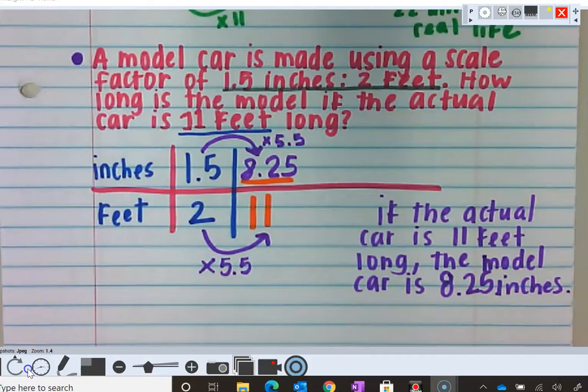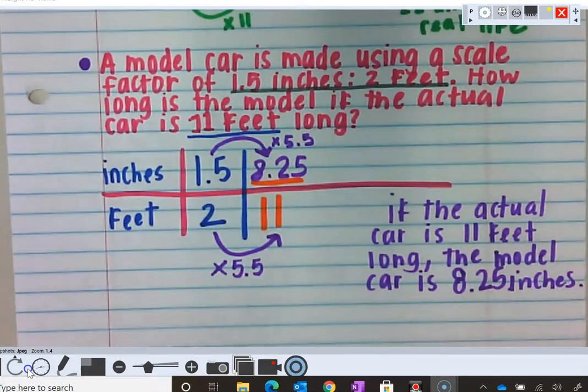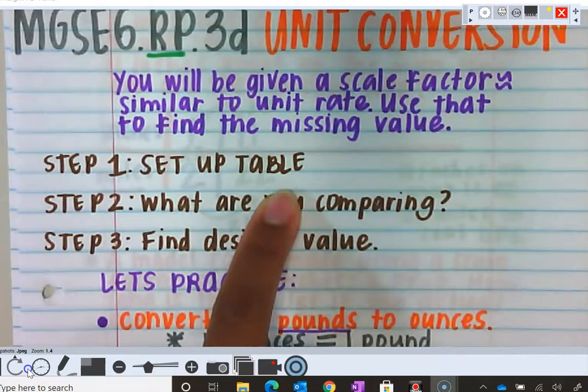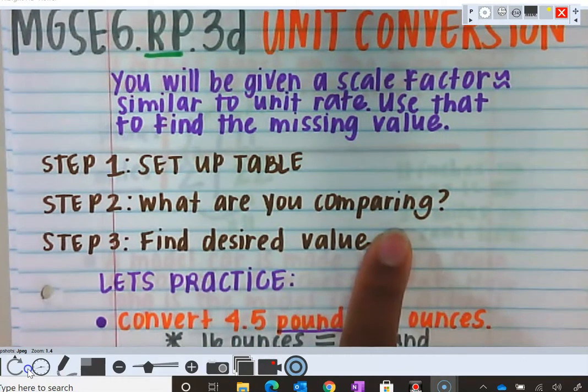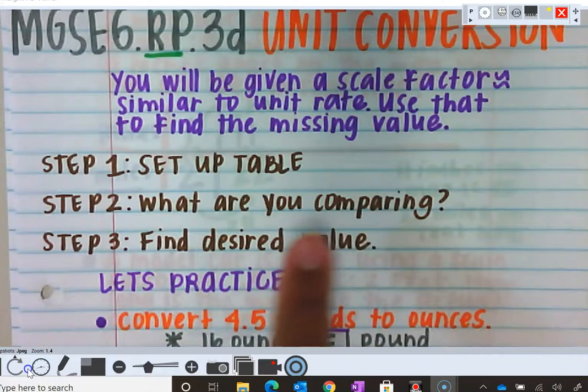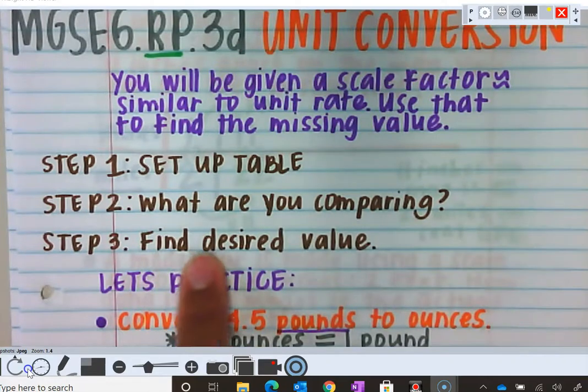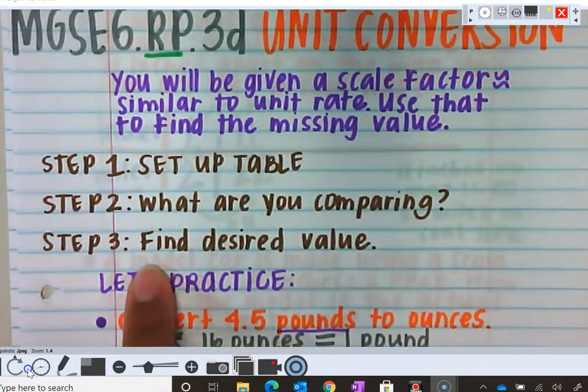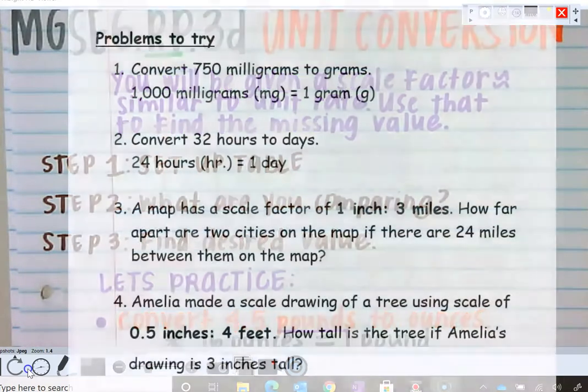All right? So remember your steps. Set up your table. Ask yourself, what are you comparing? Put that into your table. Put in the value you're looking for, and then solve for the missing value. Do the same thing you would do when you are trying to find the missing values in the equivalency table.